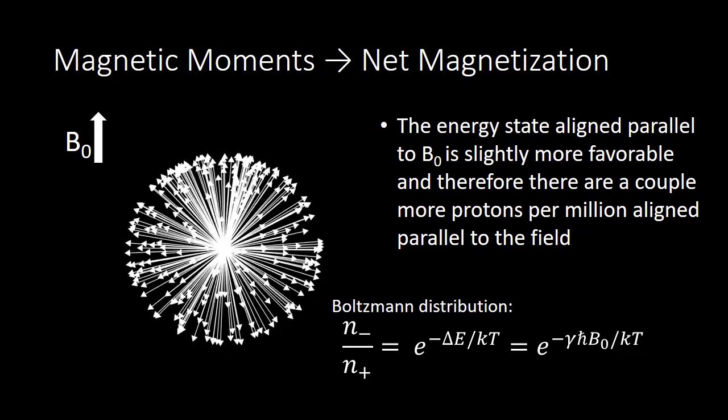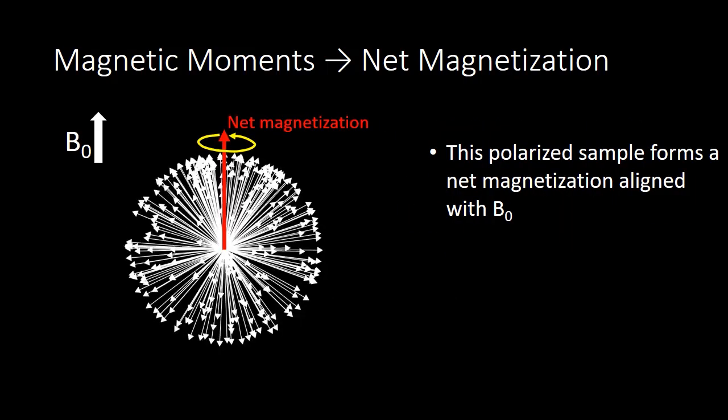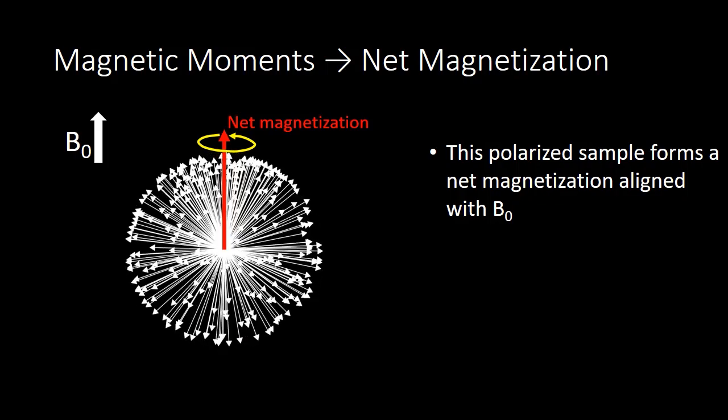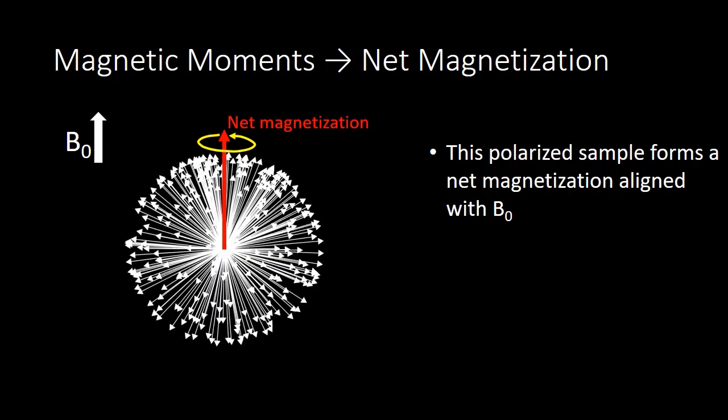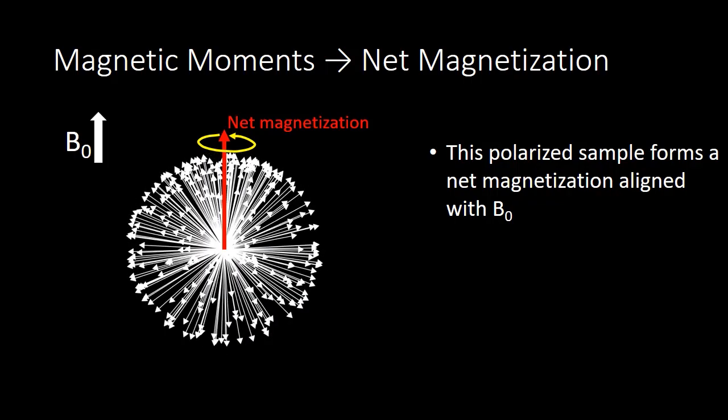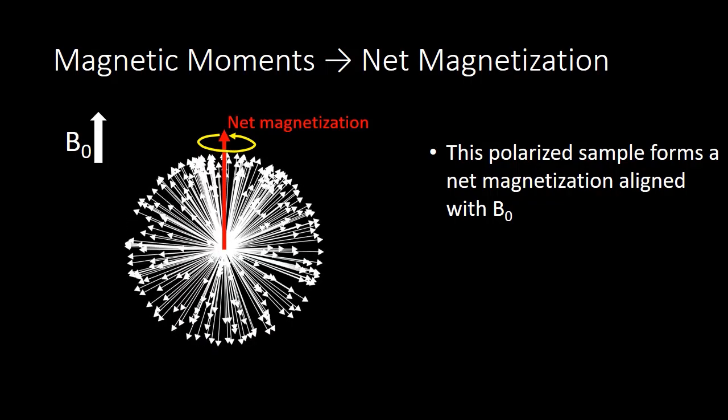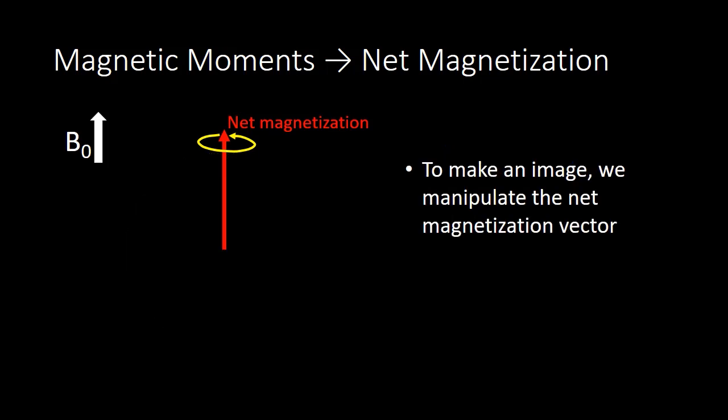And so when we sum up all of these magnetic moments, we get a net magnetization. And this net magnetization is pointed in the same direction as the main magnetic field. Conventionally, that is the Z direction. And we're at a stage now where we can stop thinking about the protons and instead just think about this net magnetization, and start to manipulate that net magnetization to create an image.